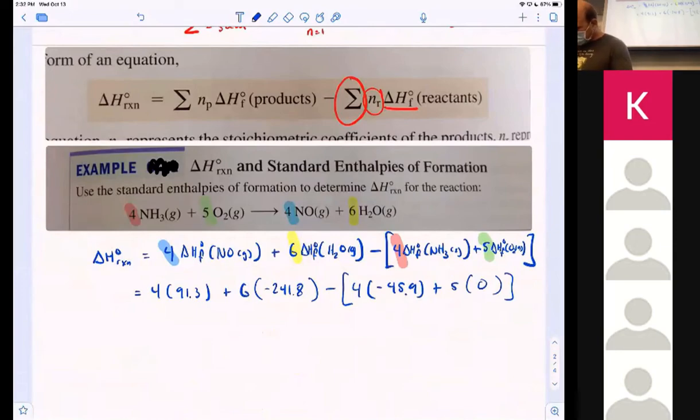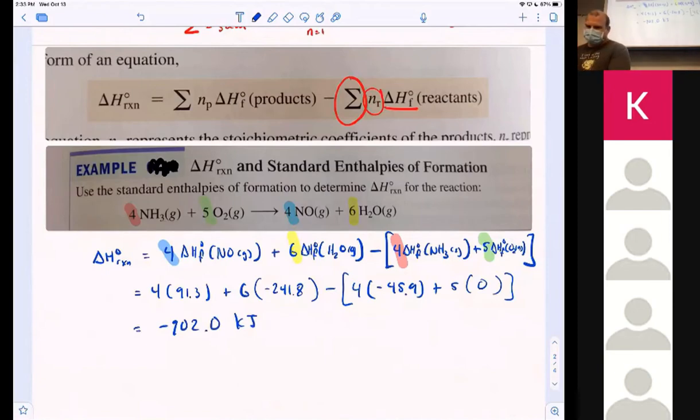Okay, here we go. And doing this, you get minus 902.0 kilojoules. So per mole reaction. Okay.